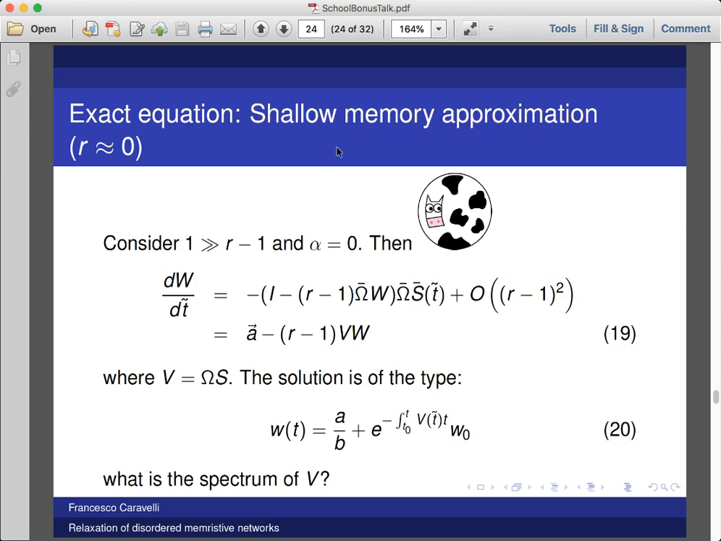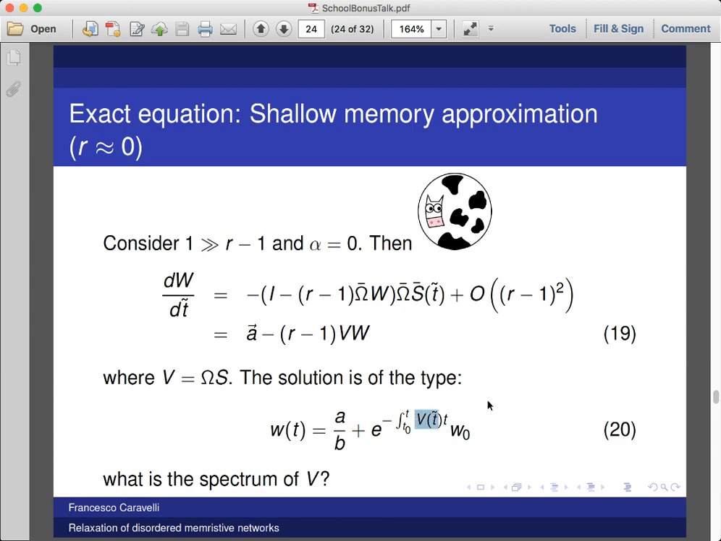Something you can use is if you approximate the nonlinearity as small, so r minus 1 is close to 0, and you can solve this differential equation approximately. You see that the behavior of the average memristor is basically an exponential, which depends exponentially on the matrix VW in these equations. So VW here would be this V here. Okay, so the spectra of V, and here come the spectral properties.